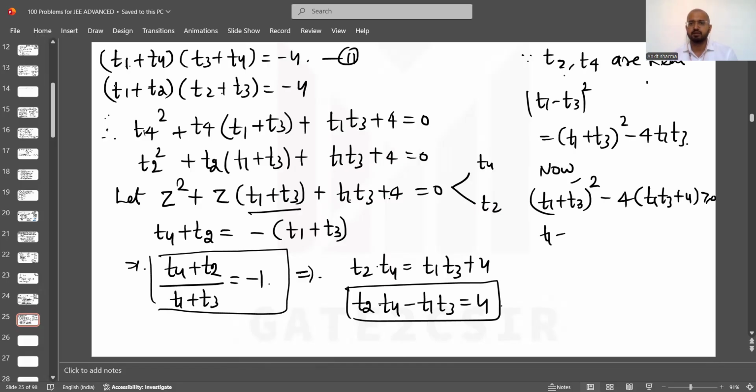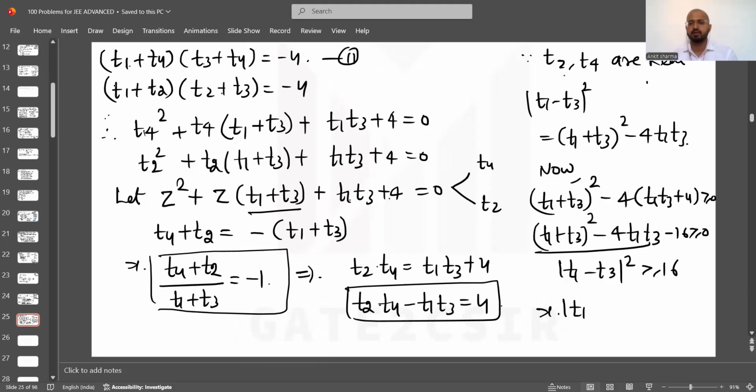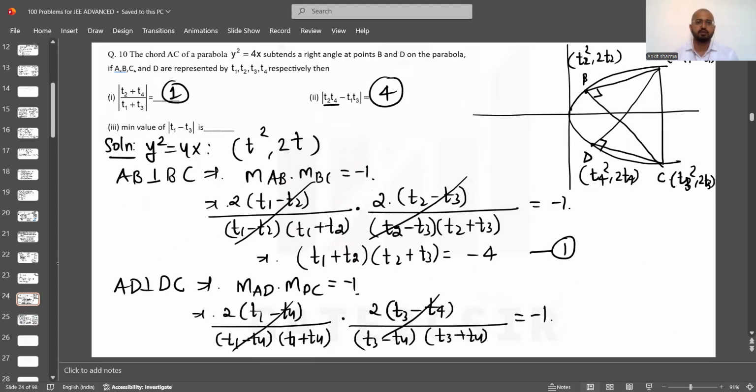That means (T1 plus T3) the whole square minus 4 times T1 T3 minus 16 must be more than 0. This is nothing but mod of (T1 minus T3) square should be greater or equal to 16, which implies mod of T1 minus T3 should be greater than or equal to 4. So the minimum value is, so the answer here would be 4.